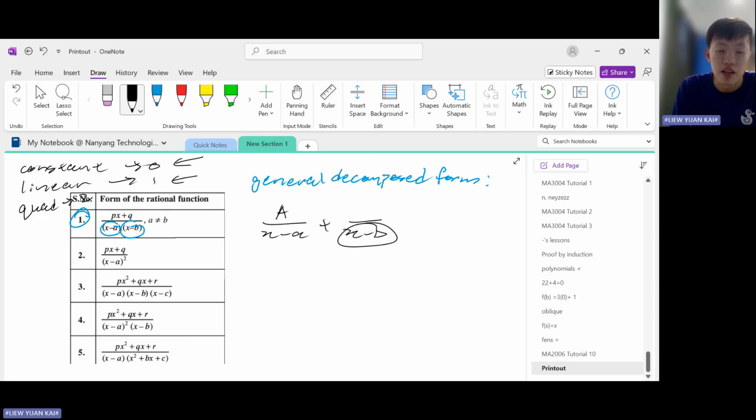Now look at x minus b. This is a linear polynomial. One order less than a linear polynomial is a constant. So you also put b. Okay, it represents a constant. So this will be the general form of the first example. Now take a look at the second one.